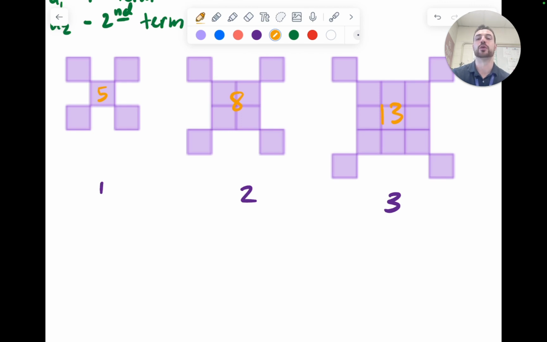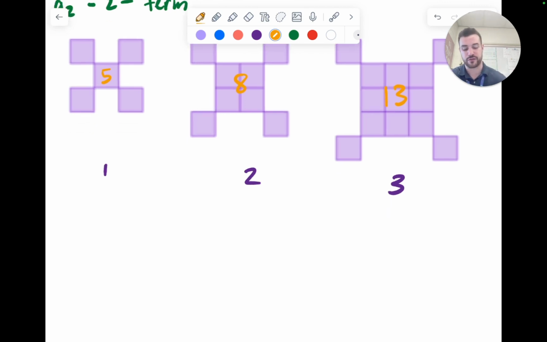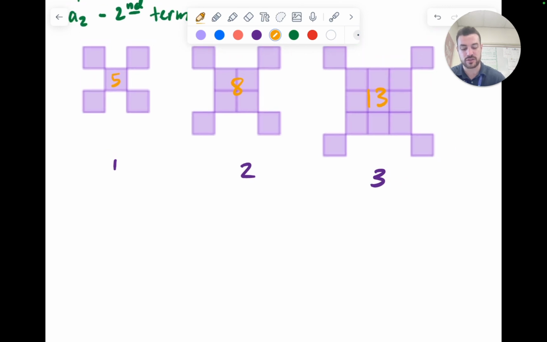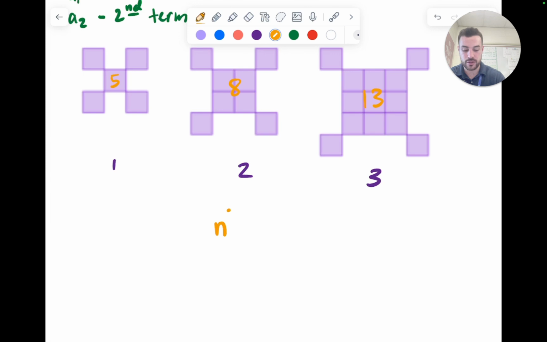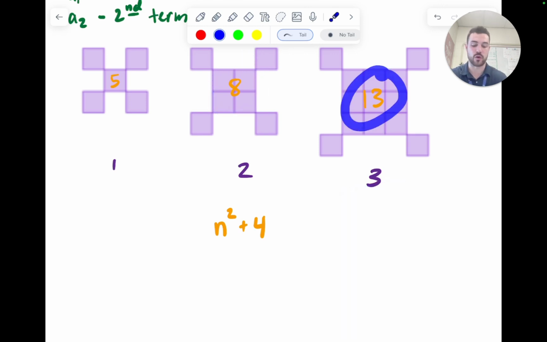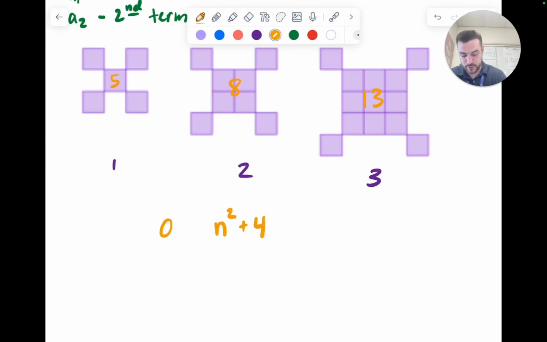However, through a little bit of practice and exploration, we can find that the pattern is actually going to be our term squared plus 4. So, for example, 1 squared plus 4 is 5. 2 squared is 4, plus 4 is 8. 3 squared is 9, plus 4 is 13. So this is going to be our explicit formula.